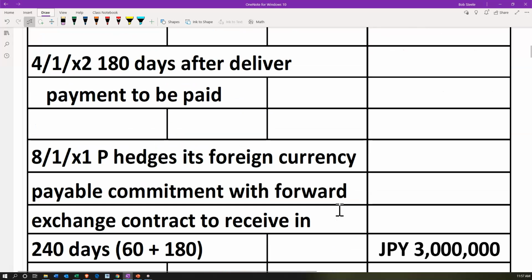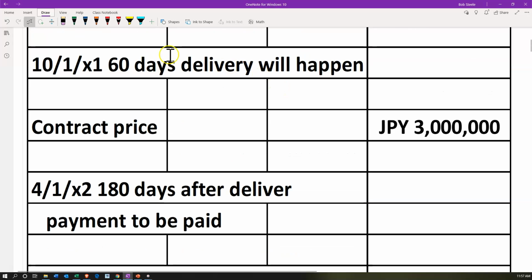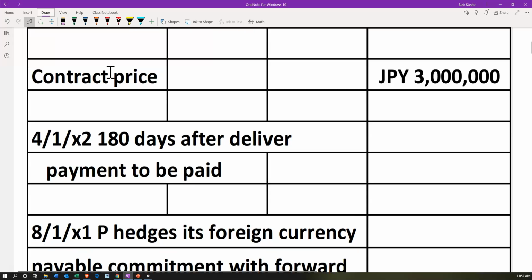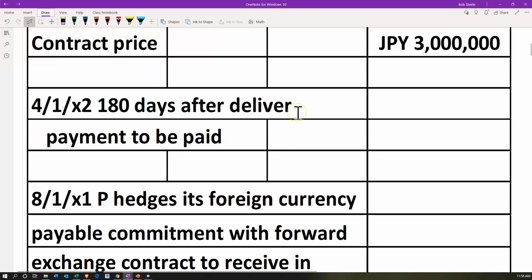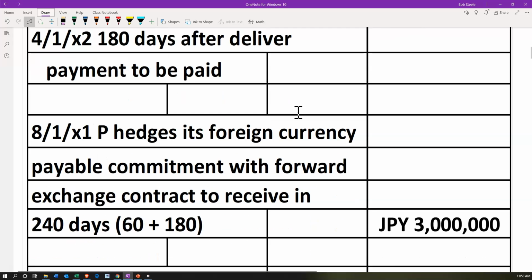On 4/1/X2, 180 days after the delivery, payment is to be made. So therefore, we have the contract happening, basically delivery happened at this point. We recorded the contract on account. Then we're going to pay it 180 days after that point in time on 4/1/X2 the following year.